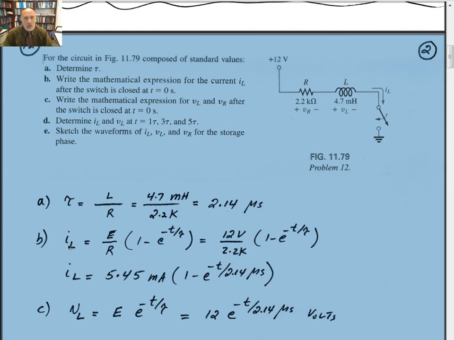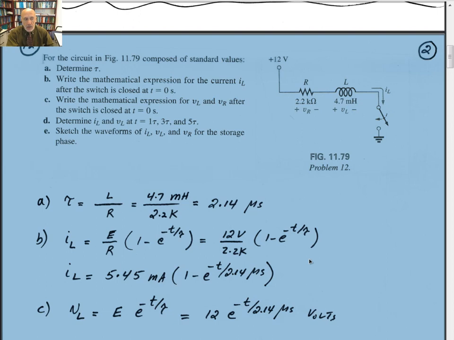microseconds. Part B, it says write the mathematical expression for the current I sub L after the switch is closed at time t equal to 0. So everything is completely discharged at t equal to 0, close the switch. And we had an equation for charging for the current to the inductor. Initially, the current is not going to change instantly, so the current would be equal to 0. At steady state, it acts like a short circuit. So the voltage divided by the resistance, they give you the final value, which is 5.45 milliamps, times 1 minus e to the minus t over tau, where tau is 2.14 microseconds.